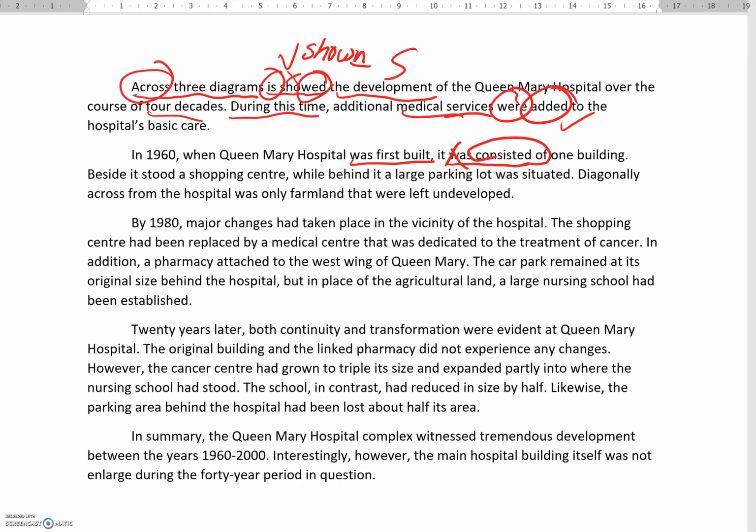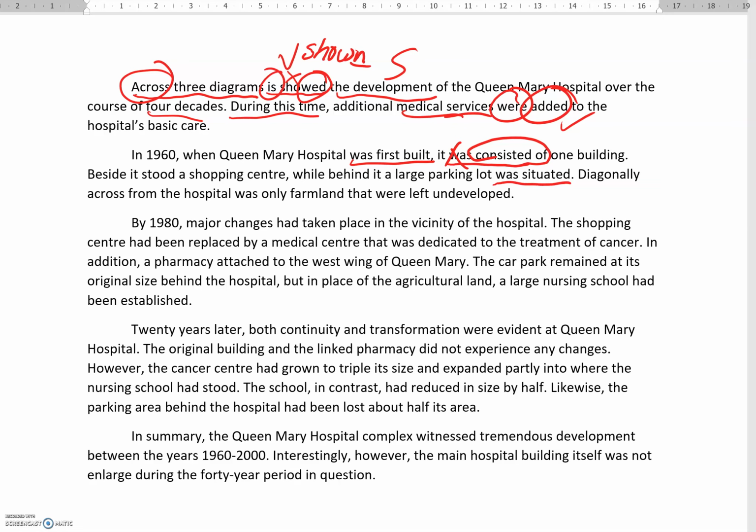So obviously one of the things you have to think about when you're using the passive is whether you should use the active form of the verb or the passive. And we'll look at some more examples of that. Beside it stood a shopping center, while behind it a large parking lot was situated. Okay, was situated? Yes, that's right.